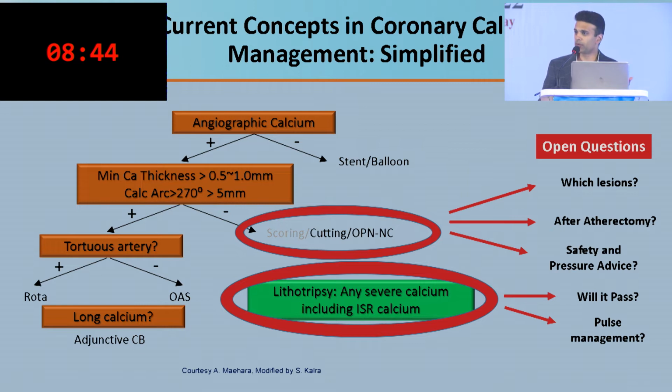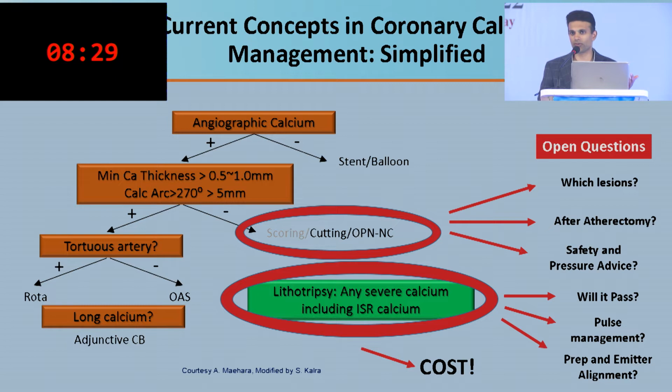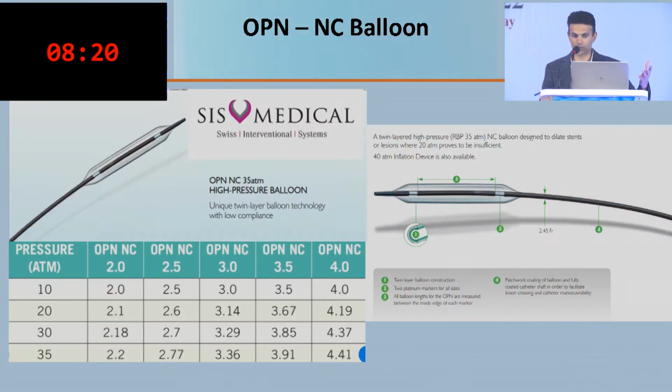How do you line up the emitters to get the best result? How many pulses do you put on every lesion? Do you prep it first? Do you prep it with contrast? What's the concentration you use? All of these things are open questions. And of course, the other big question in our market here is cost, right? Because we've got to consider the various things that are necessary to deliver therapy in these challenging patients.